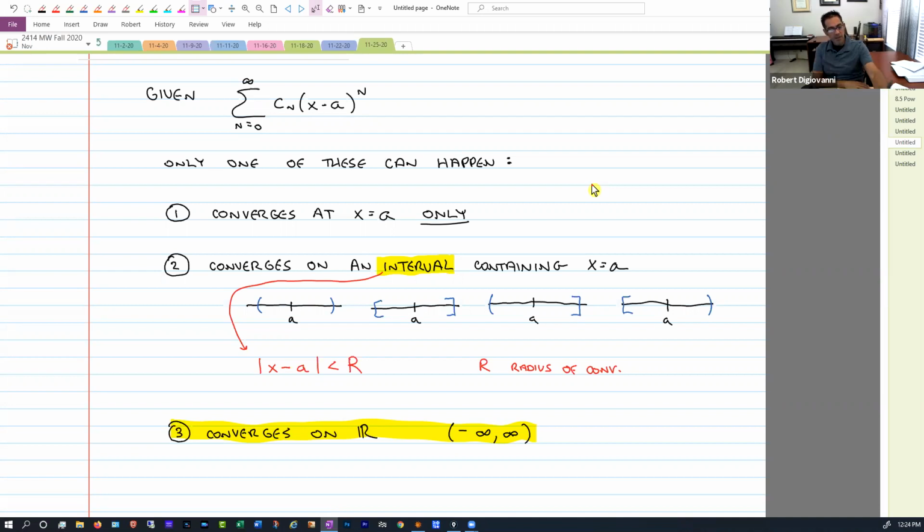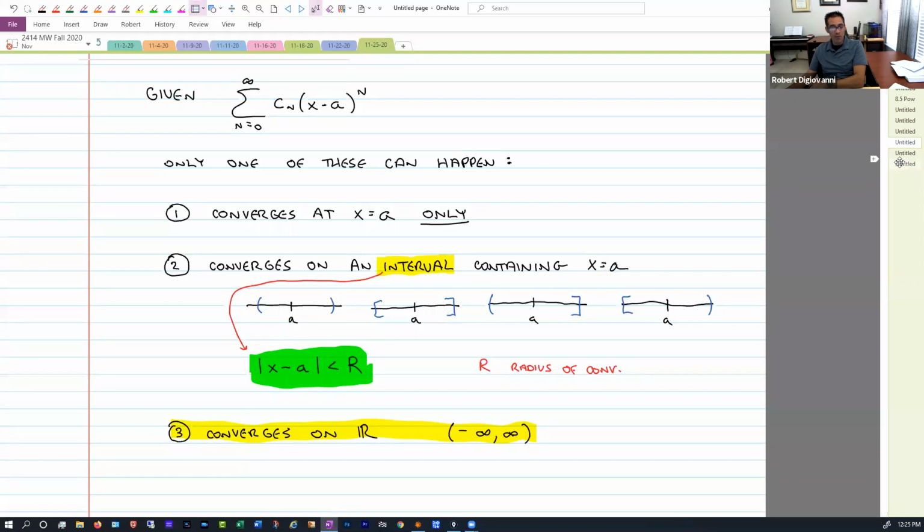Now, do you see this thing that I had here? Absolute value of x minus a is less than r. Do you see that right there? R is what we call the radius of convergence. I'm going to get to that in just a second, but look at these. Didn't I say here that for case 2, it's going to converge on an interval containing x equals a, but it could be this, this, this, or this? It looks like our answer is this right now, isn't it? It looks like it is, but we're not done.